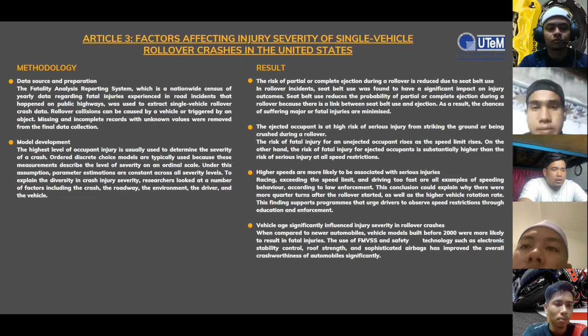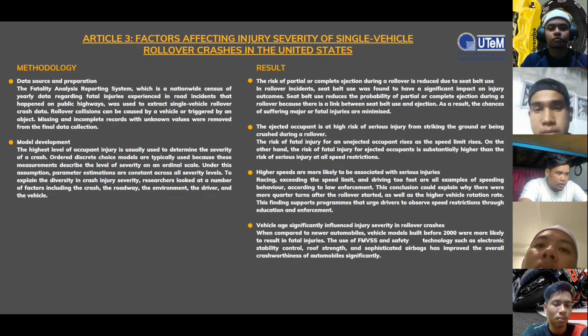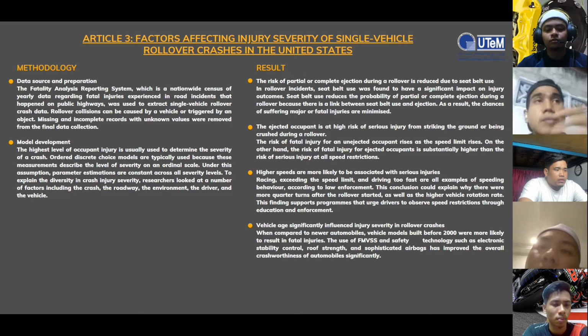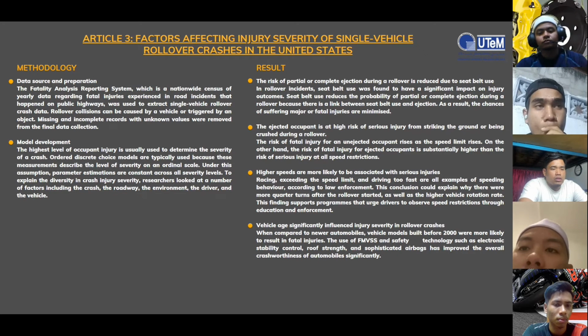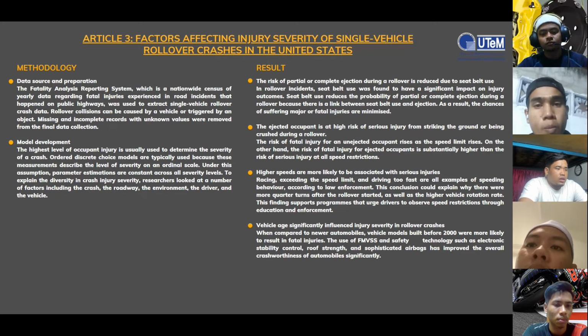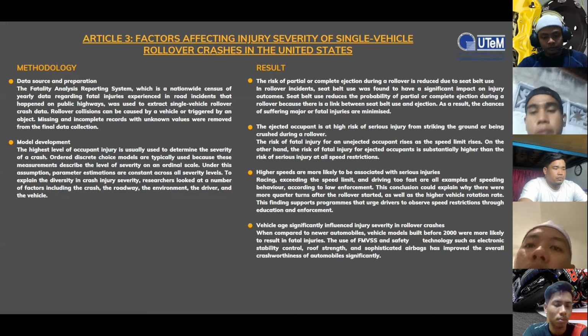Under this assumption, data estimation is constant across all severity levels. To explain the diversity in crash injury severity, researchers look at a number of factors including the crash, the roadway, the environment, and the driver and the vehicle.